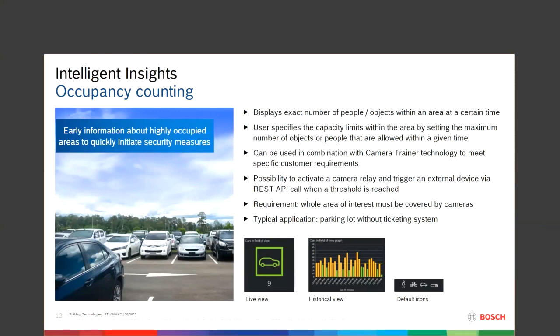with this use case, we exactly count the number of people or objects or cars entering a certain area and the number of objects leaving, so we know how many should stay within. A typical application here could be, for example, a parking lot without a specific ticketing system, so we could know how many empty spaces are still available.